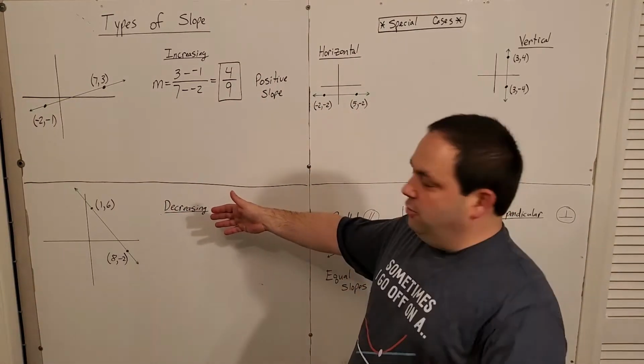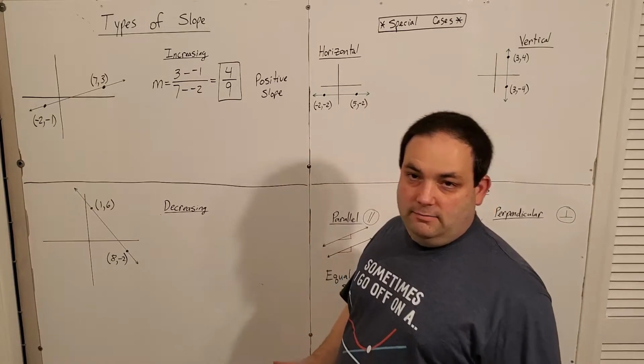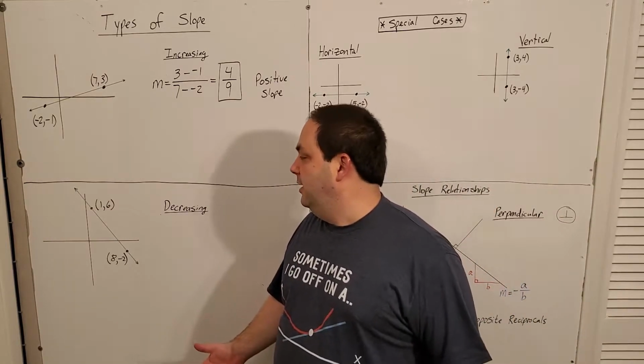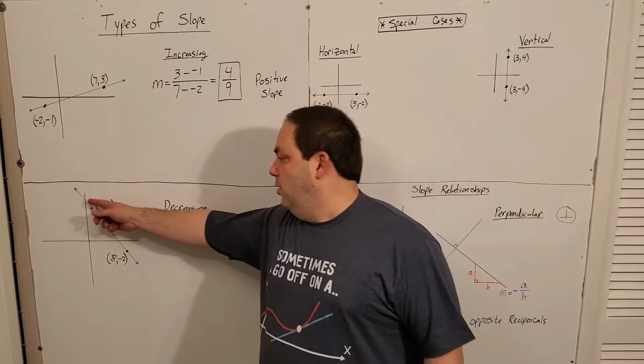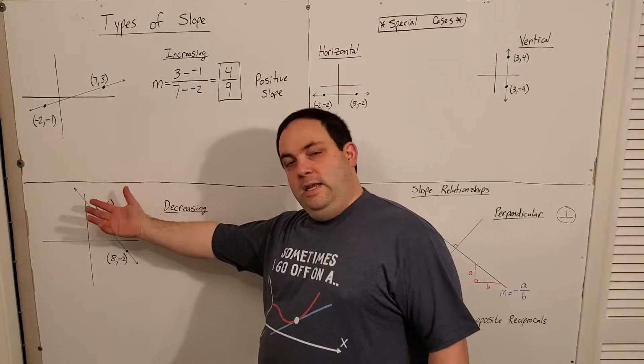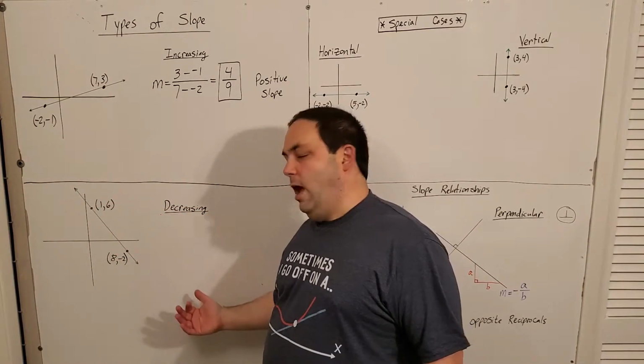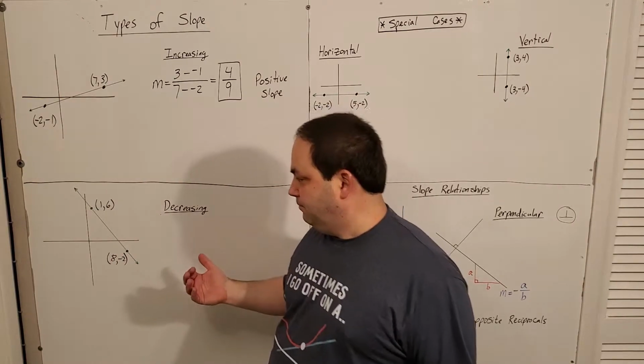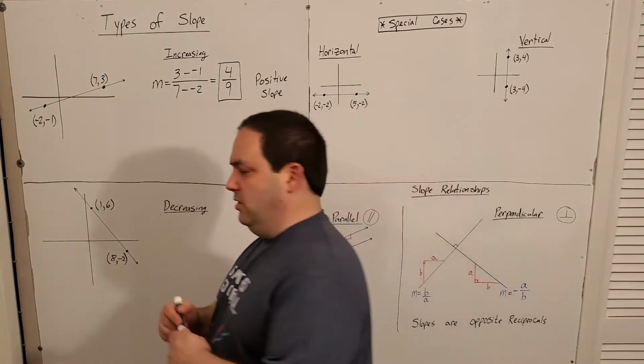Next, of course, if we do increasing, we're going to have decreasing, right? That's just the pair of the way it goes. So again, notice as I'm reading from left to right, it is losing y value. It's dropping from left to right. Okay, so let's compute the slope here.